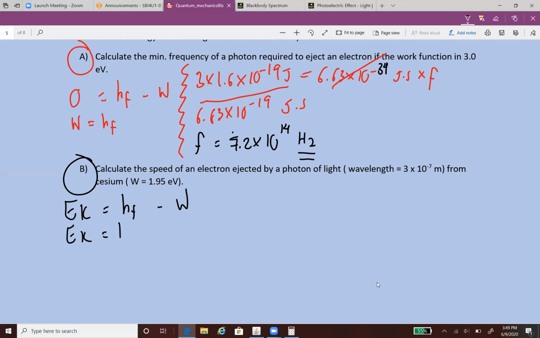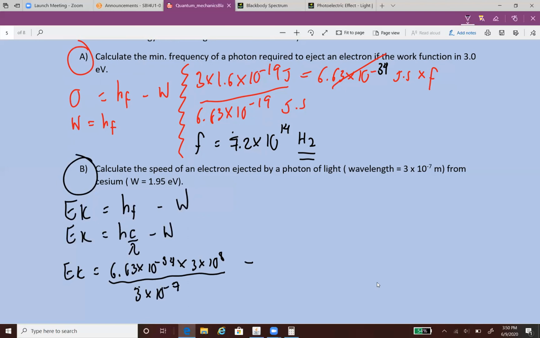Now, remember we said if you don't have the frequency, you can do c over lambda. So that would be Planck's constant times the speed of light over the wavelength minus 1.95 times 1.6 times 10 to the minus 19 joules. So this is going to be in joules too.